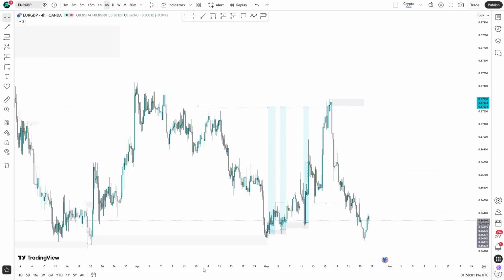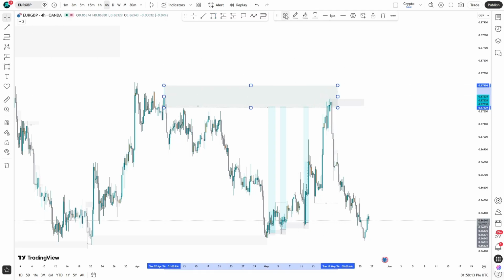The market mitigated the demand zone here and rallied up to the liquidity here. We took profits here because there is a supply zone here. So, that's why we took profits in this area.